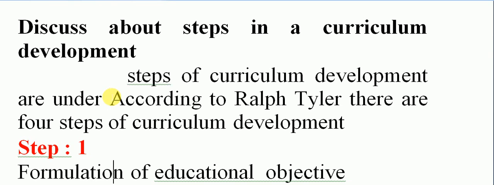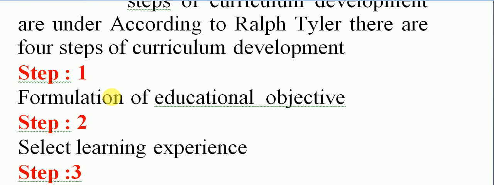The first step is formulation of educational objectives. If we want to develop any curriculum, first we develop the educational objective. Why do we develop this curriculum? Which type of education do we want to give the learner or student? That is the objective. Then, select learning experience.